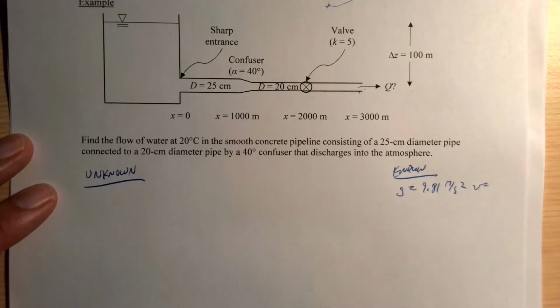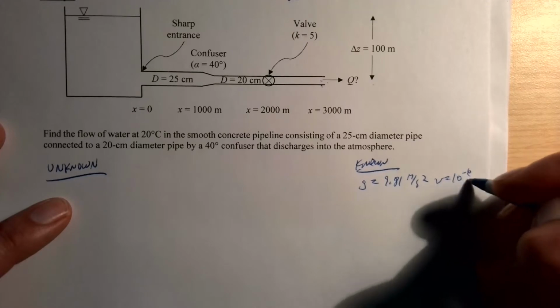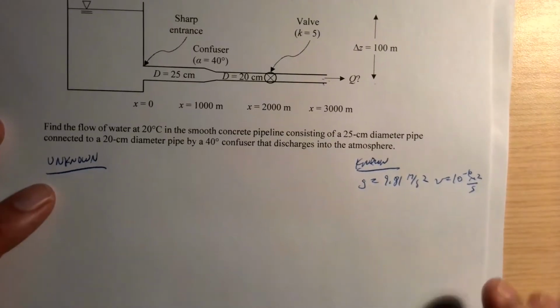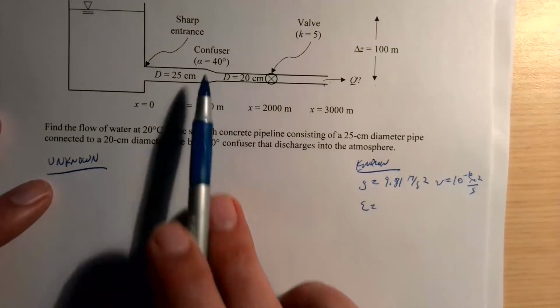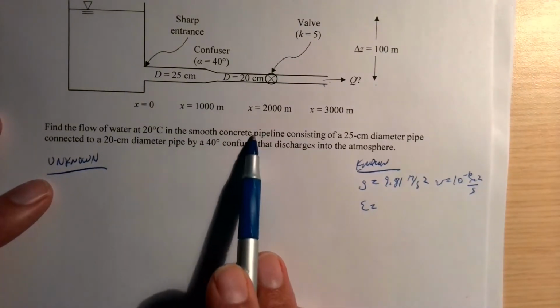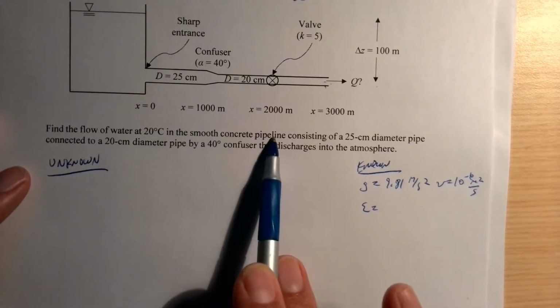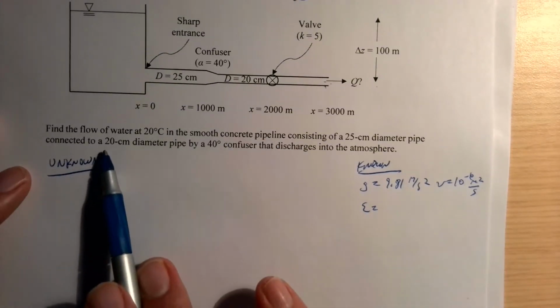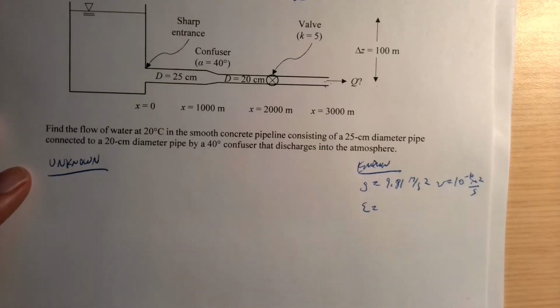It's just regular water at 20 degrees, so if we go look that up, the viscosity is 10 to the minus 6 meters squared per second. Roughness height for smooth concrete in this situation, so we'd go to our table and look at this low value for the roughness height for concrete. And that's the same for both.